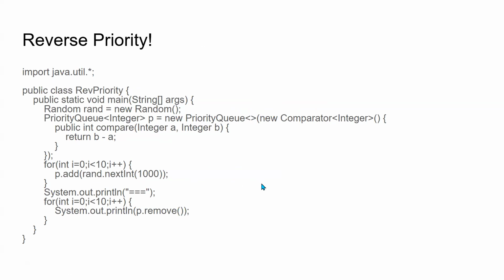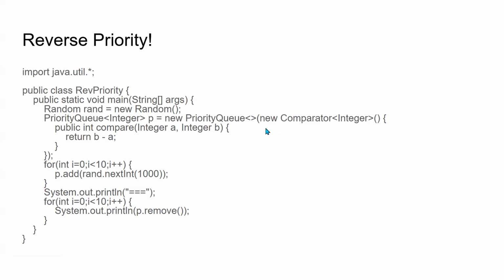So in this case, if I want to have a reverse priority queue, I want to reverse my order of integers, I can instantiate it like this. And what do I see here? Somebody tell me. Anonymous inner class. Thank you. It's an anonymous inner class.